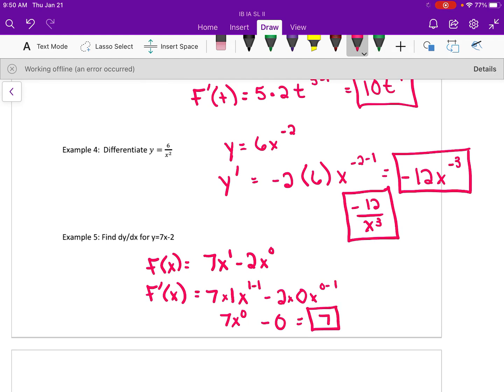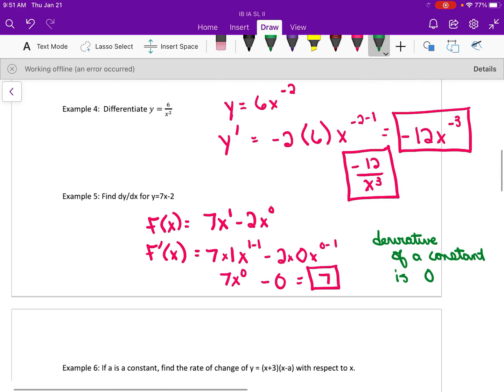So that ends up being 7x to the 0 minus 2 times 0 is 0, which just equals 7. So our derivative of a constant is 0. So it just goes away. All right, so the derivative of a constant is 0. That is something to remember.